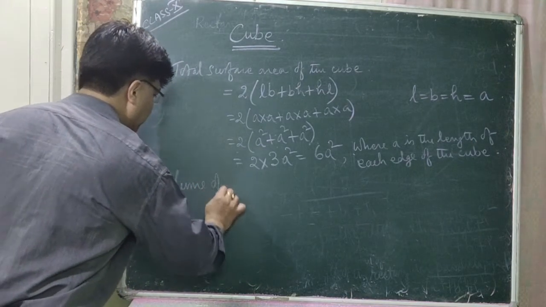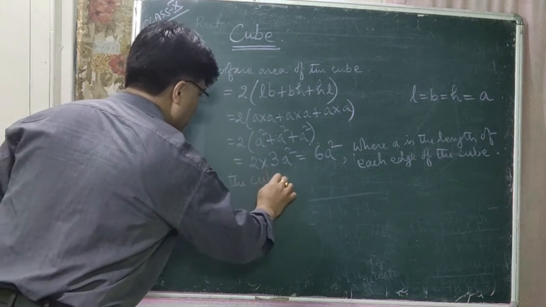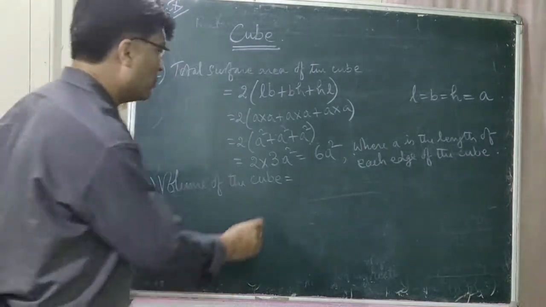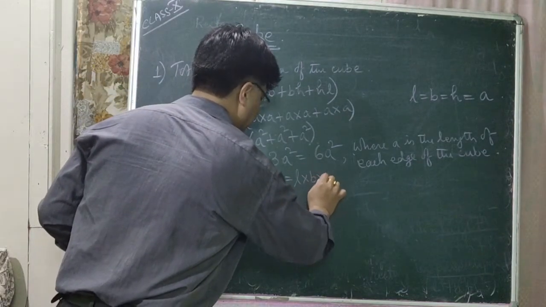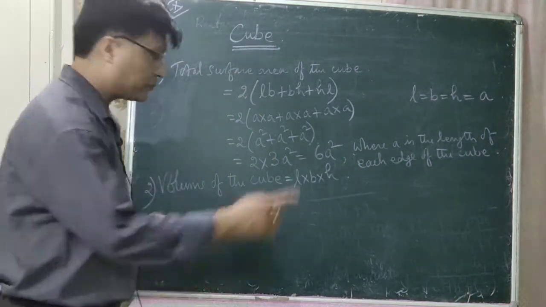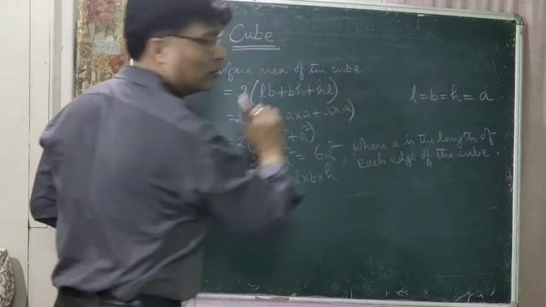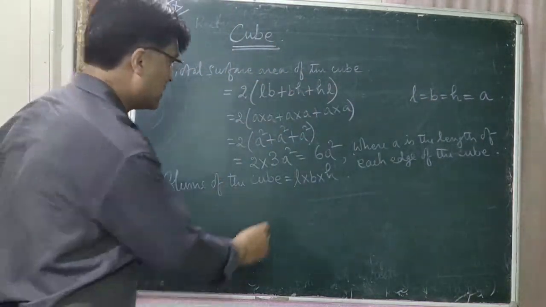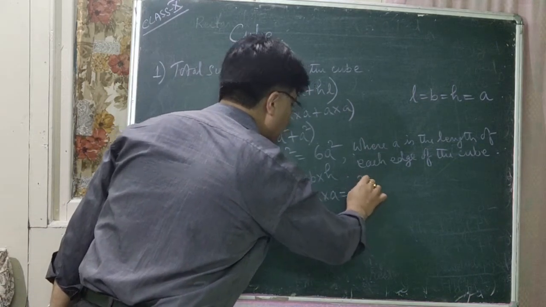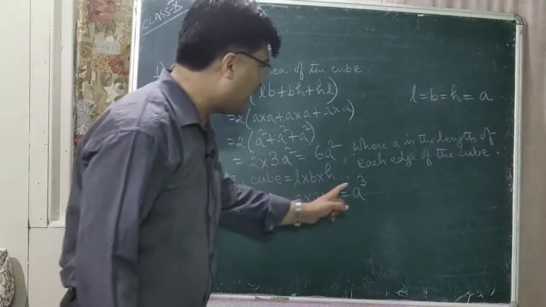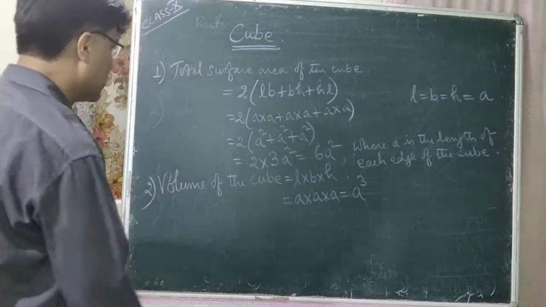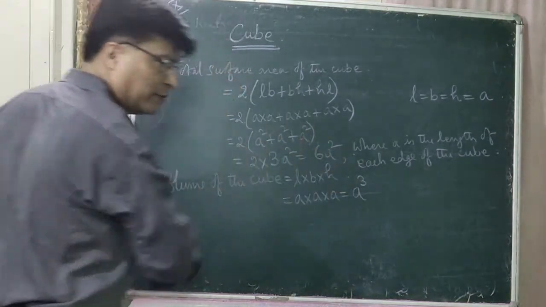volume of the cube. Volume of the cube is equal to, for a rectangular parallelepiped, what is the formula? L into B into H. But in a cube, length, breadth and height are all equal, which is equal to A, right? So it is A into A into A, which is equal to A cube. Where A is the length of each edge of the cube. Understood? Next, this is volume of the cube is equal to A cube, right?